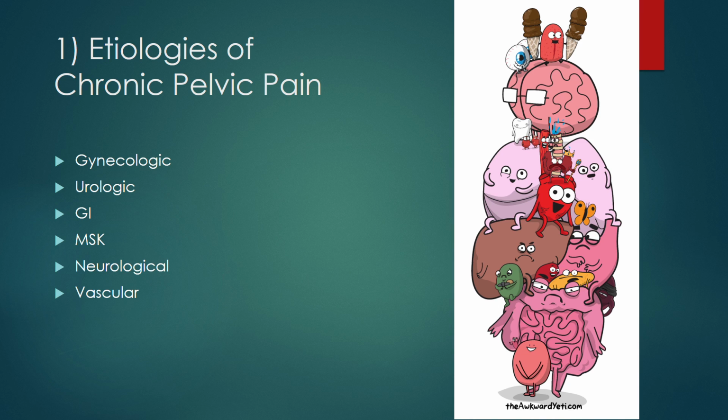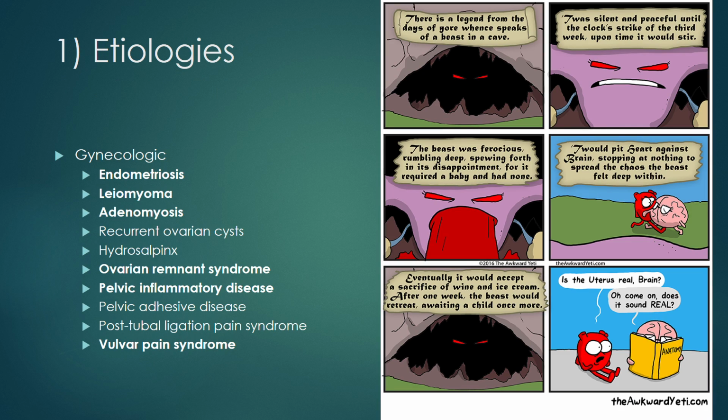I think that the systems-based approach to the differential is the most helpful, useful, and easiest one to learn from. So that's the approach that we're going to take. These categories will come up more frequently in the slides to come. First, for the gynecologic causes, obviously that's going to be a major consideration in a young woman or old woman with pelvic pain. The ones that we'll talk about are the ones in bold here: endometriosis, leiomyoma, adenomyosis, ovarian remnant syndrome, pelvic inflammatory disease, and vulvar pain syndrome.